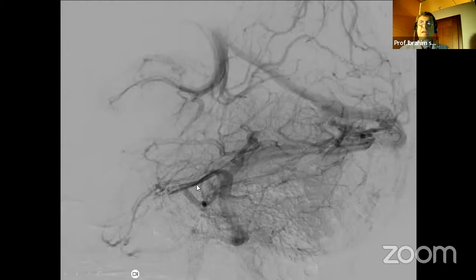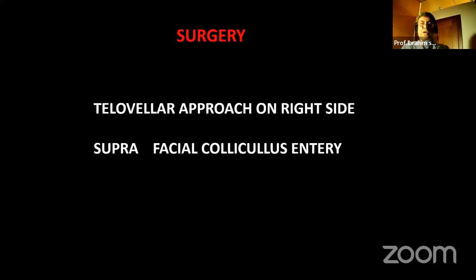So it's an established cavernoma with a DVA causing hemorrhage, causing major deficits. So I chose to go for surgery. I went through a telovelar approach on the right side, and I chose to go through the brainstem in the supracollicular area, above the facial colliculus.